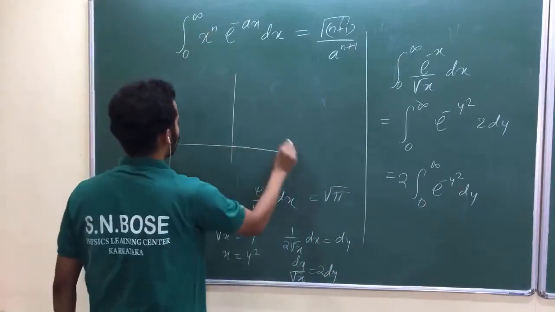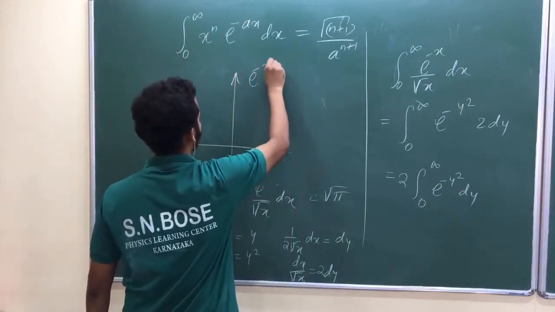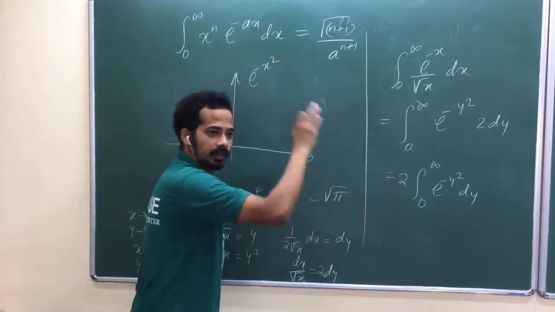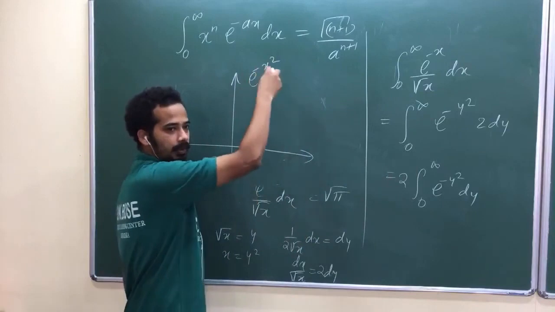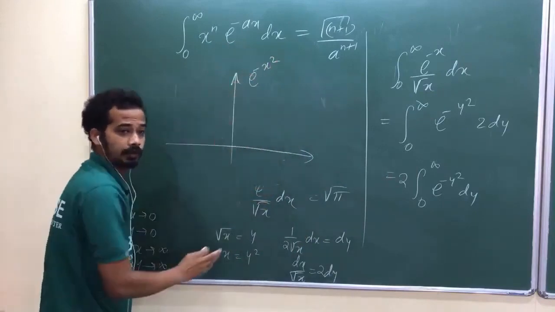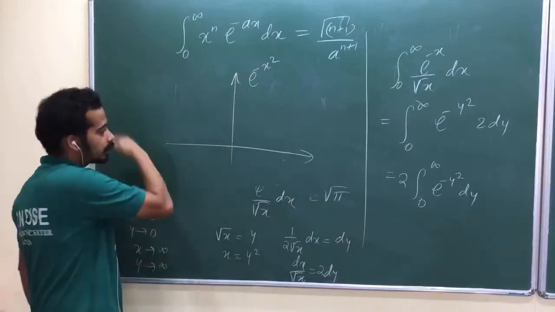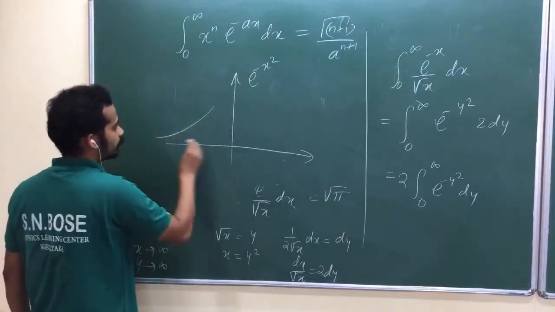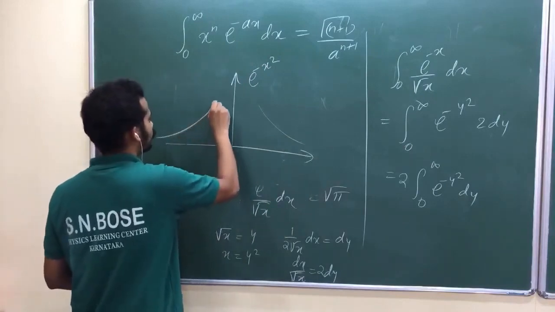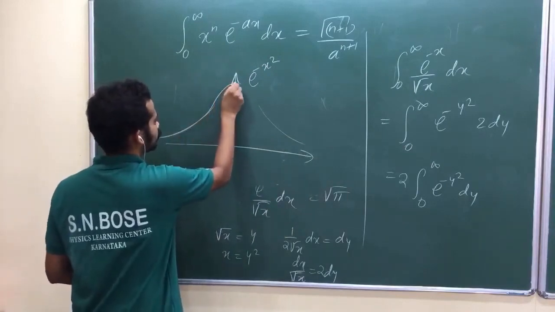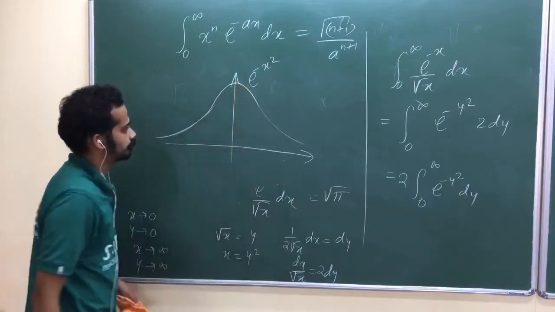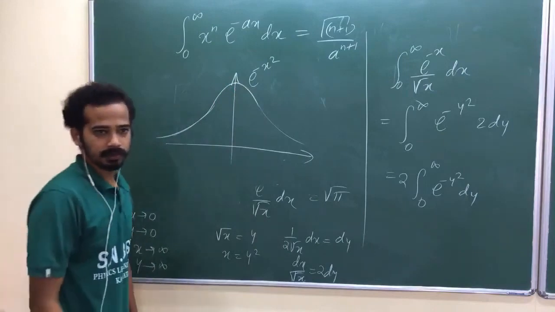If you plot that one, e power minus x square, look at it. As x tends to positive infinity, it will decrease. Am I right? E power minus very large quantity. When x tends to negative infinity, x square is positive only. It will decrease on the positive as well as the negative side, but it will have a very smooth maxima. This is e power minus x square.